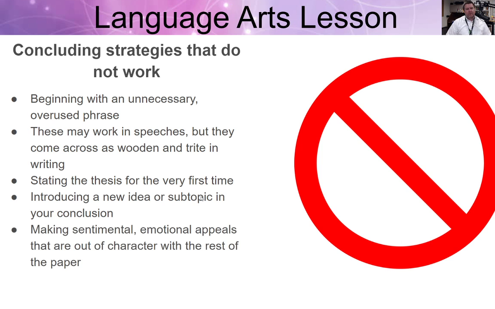Making sentimental or emotional appeals that are out of character with the rest of the paper. Now, it might feel like I need to hit it hard. I need to go for the emotional. I need to go for the gut. But if it doesn't match what you've done in the rest of the paper, the reader's going to go, well, this is weird. We're suddenly getting all emotional and teary, and that's not what this paper was about. That's not the voice that I heard in the introduction and the paragraphs. This is out of character. And so the reader's going to be like, oh, I don't know how I feel about that. So again, it has to be a constant voice.